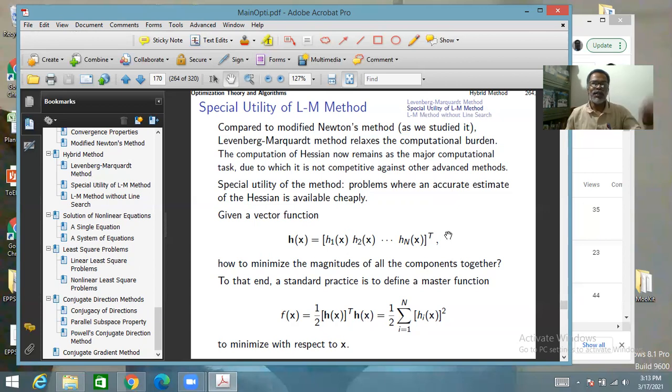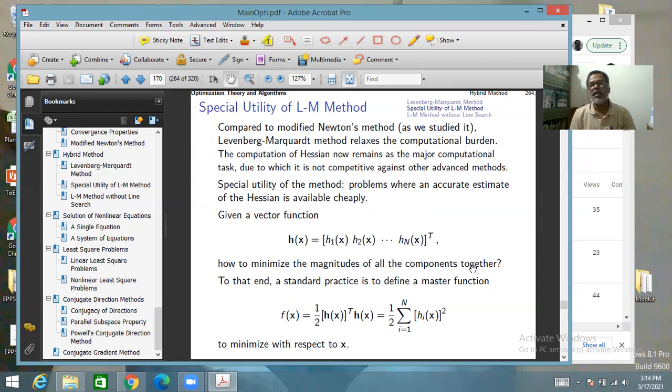Okay. This is also not too high, that is also not too high, that is also not too high. So together you want to minimize quite a few things. Not just quite a few, I mean quite a lot of things. That is why, to signify that, I have written capital N. How to minimize the magnitudes of all the components together in some sense.